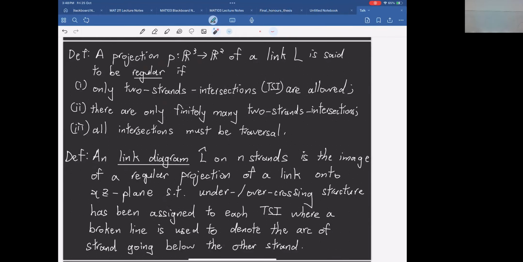So once you have this regular projection, you can consider the image of this projection. You project into R2, onto the plane, and you can try and draw it out in R2. Basically, what you care about is whether it is an undercrossing or an overcrossing. So maybe let me draw something like this. You have this kind of crossing or the other kind of crossing. So this is a crossing, the information you need in this link.